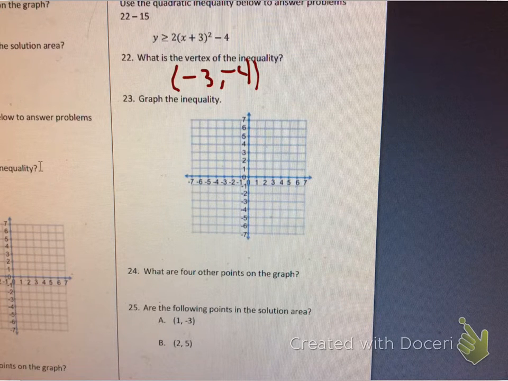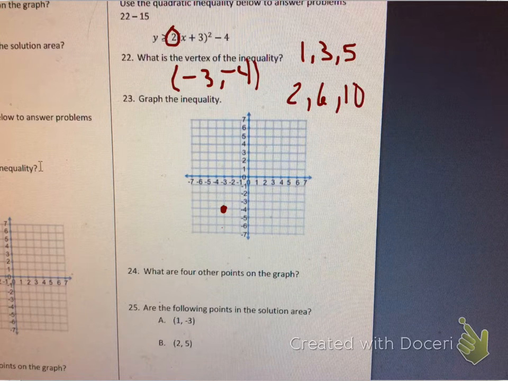So negative 3, negative 4. And then here, this number, the 1, 3, 5 are multiplied by 2 to give me 2, 6, and 10. So now I'm going up 2 over 1, up 6, 1, 2, 3, 4, 5, 6 over 1. Okay, and then give me the 4 other points. Well, let's do the points now, before I finish out the graph.